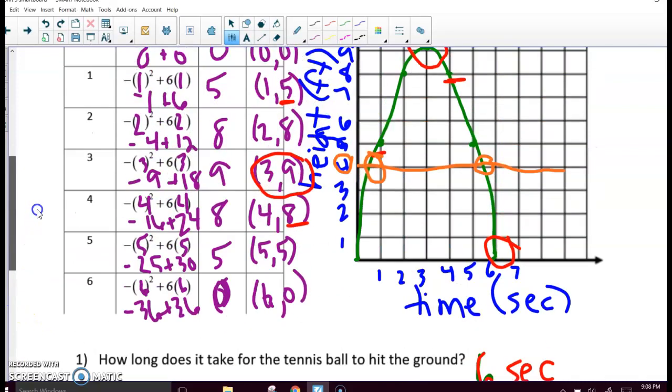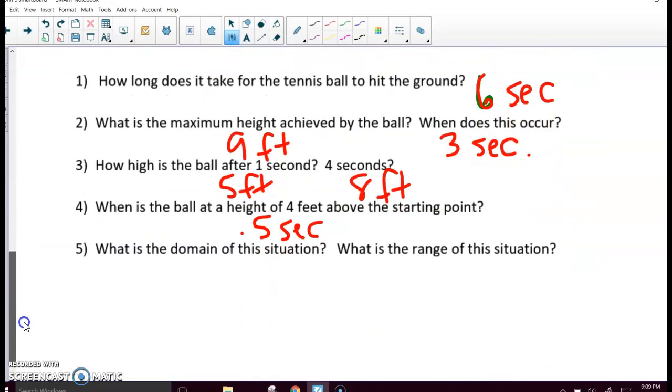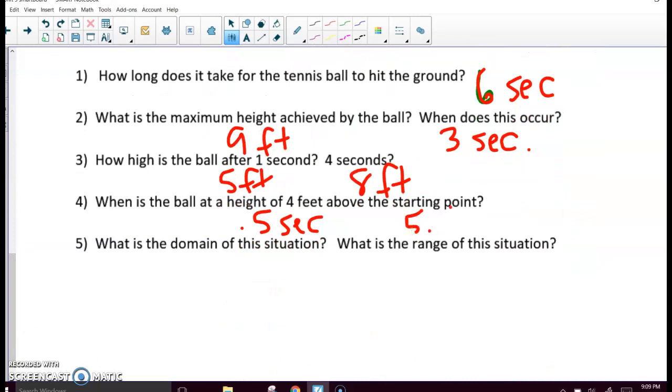And then the other one, I've got to take a look at where it's coming down. That occurs between 5 and 6, and it looks pretty close to halfway also. So let's estimate 5.5 seconds.